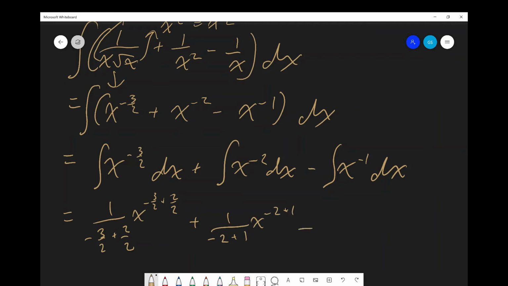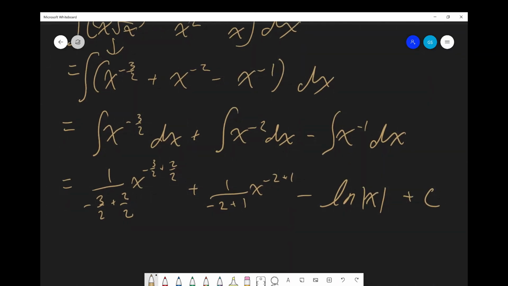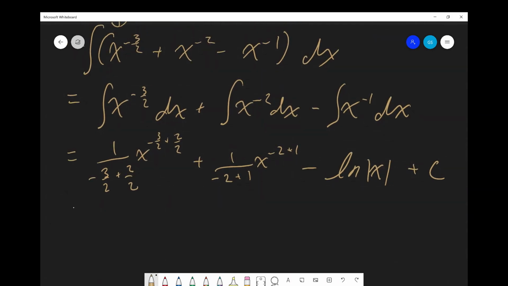Okay, here's a tricky part. Some students may not realize this and they'll go like this, but this will just give you 1 over 0, which is impossible because that's undefined. x to the negative 1, that's the same as 1 over x. We learned this in the last video, that when you're integrating something like this, you actually get this guy. Natural log of the absolute value of x. That's what you get. And then plus c. So remember that rule.